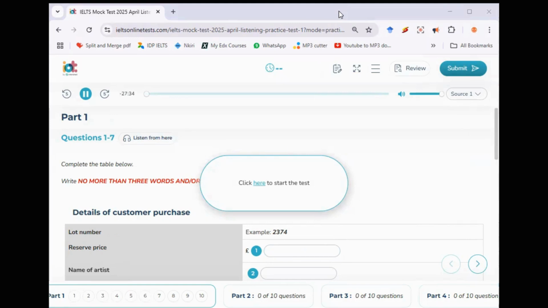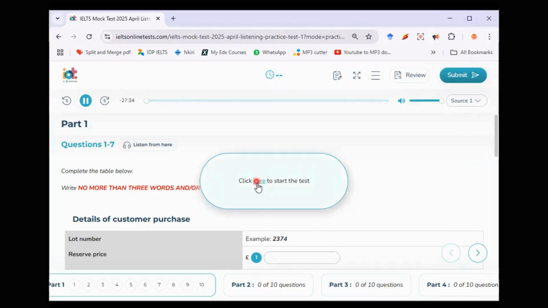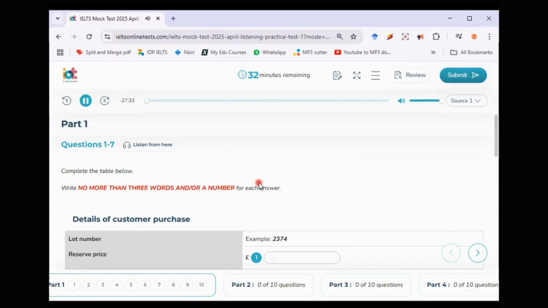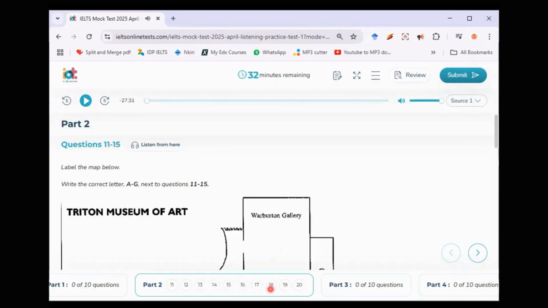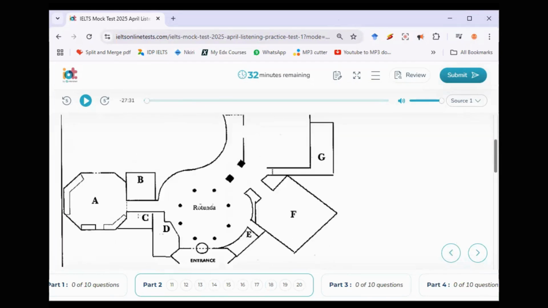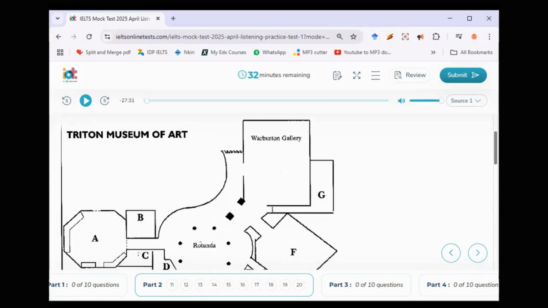Okay. Then we have part two. It says 0 of 10 questions. So what I'll do is let me just click here to start the test. Number of different recording. Hold on. So this is part one. This is part two. Part two is what I want to focus on. Part two has a map. There's a map here. That's what I want to focus on.